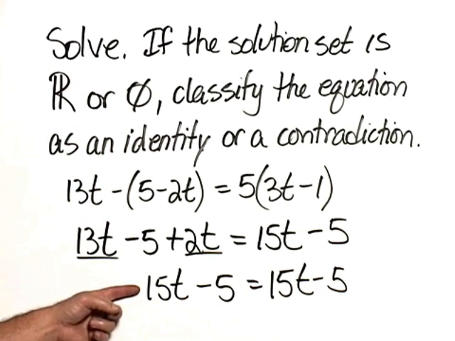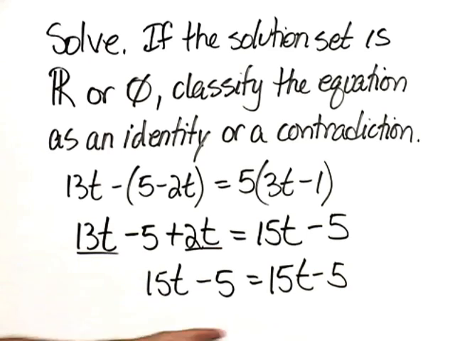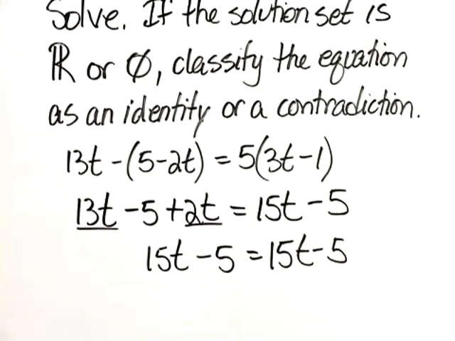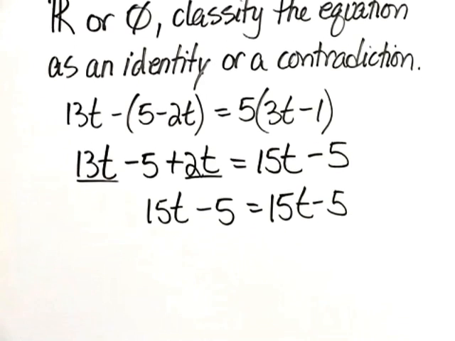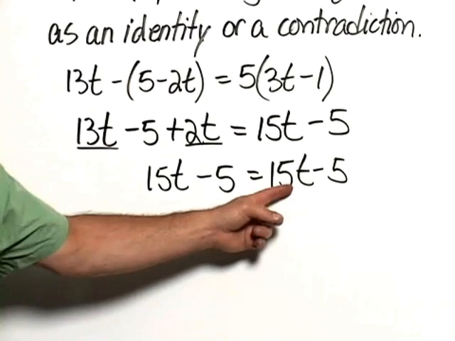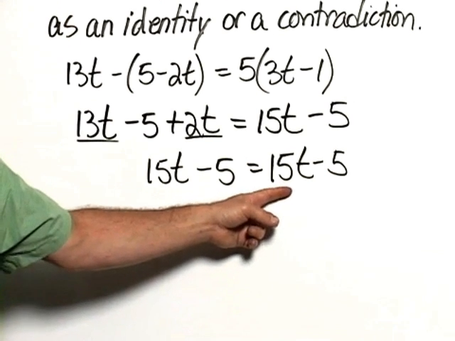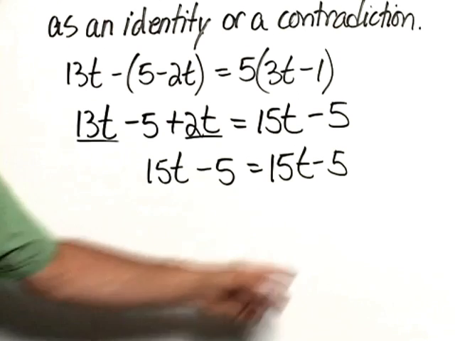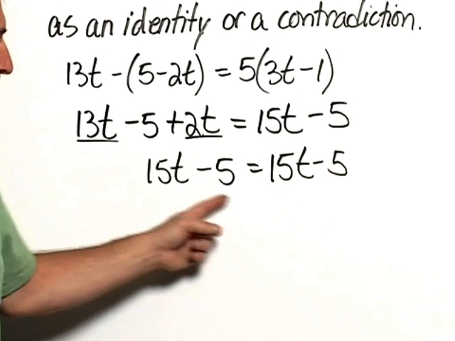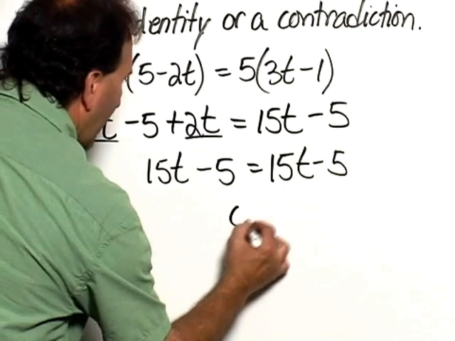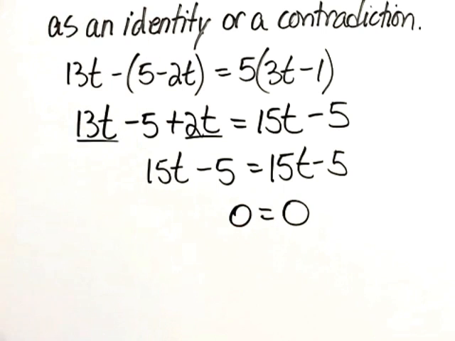At this point, you might recognize that you have the same expressions on both sides. That indicates it's an identity. However, let's say you don't recognize that, and you say, okay, let's collect the t's on the left, which means to subtract 15t from both sides. That means we're going to collect the constants on the right, so we would want to add 5 to both sides. Well, when we do that, we get 0 equals 0.